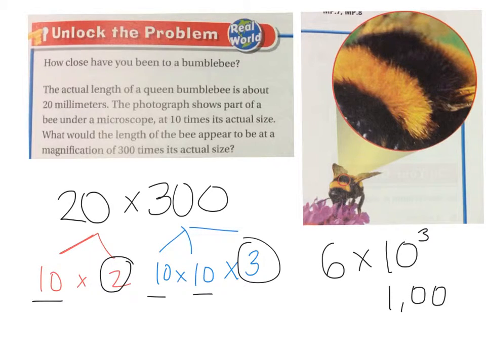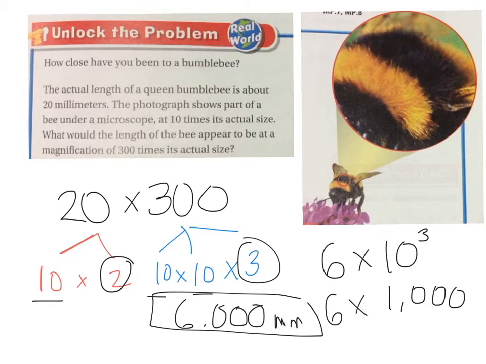1,000. How can we use a pattern to know that the third power of 10 is 1,000? Daniel? You do 6 times 10, 10 to the 0 power. Okay. What pattern did we notice yesterday with zeros and exponents? So we know that the third power of 10 is 1,000, so we have to multiply that by 6. What's 6 times 1,000? 6,000. So our answer to the problem, what would the length of a bee appear to be at a magnification of 300 times its actual size? 6,000, what's the label? Stuart? Millimeters. Good. So our answer is 6,000 millimeters.